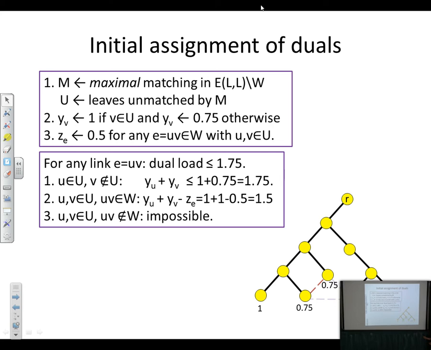Well, let's verify, for example, for this link. What is the dual load on this link? So the dual value of u is 1. The dual value of v is 1. So it sums up to 2. But we made here a correction which should subtract Z_e, so it gives actually dual load 1.5. And dual load of 1.75 is achieved between any unmatched leaf and the matched leaf.